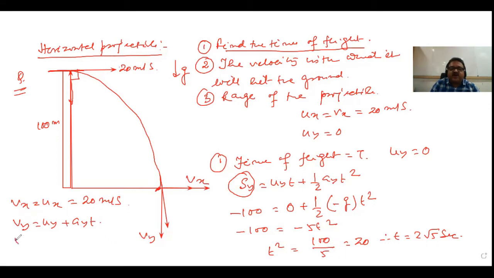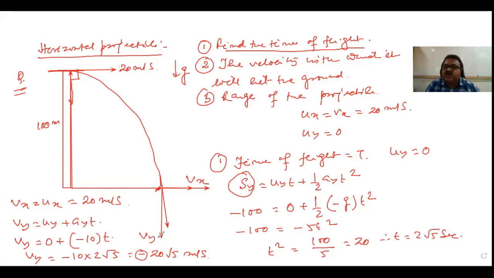Now, Vy we have to find out. Uy is 0 plus Ay. Ay is nothing but minus 10, because this is g and this is t. Therefore Vy equals minus 10 into 2 root 5, that is minus 20 root 5 meter per second. What is the importance of this negative sign? This negative sign implies that Vy is in the downward direction. Clear?